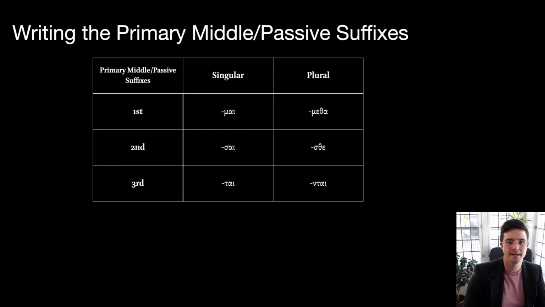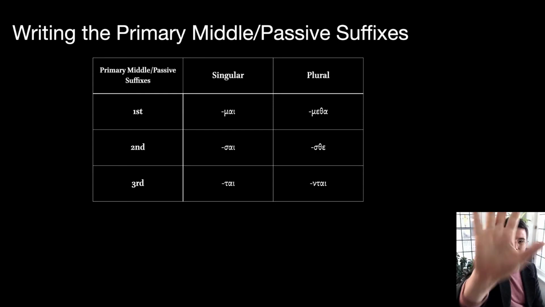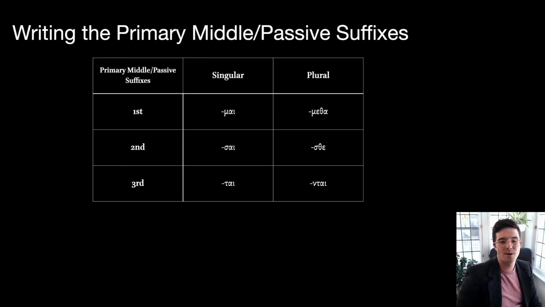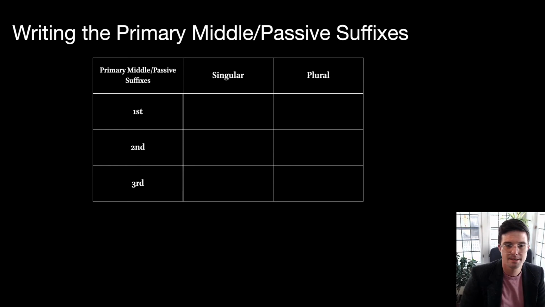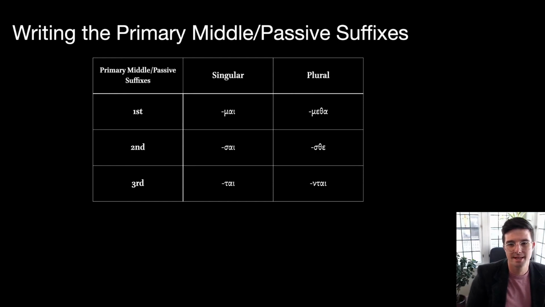They should look like this. If so, going for the high five on 3. 1, 2, 3, boom. And I'm going to take it away one more time. And yet again, it should look like this: mai, sai, tai, mitha, ste, ntai. If your whiteboard looks like this, let's go in for another high five. 1, 2, 3, boom. Way to go.